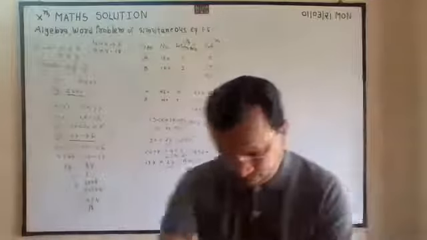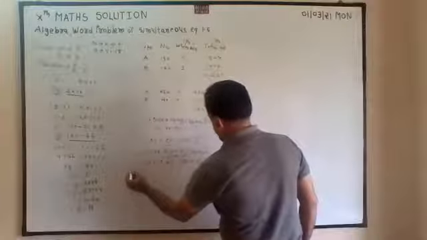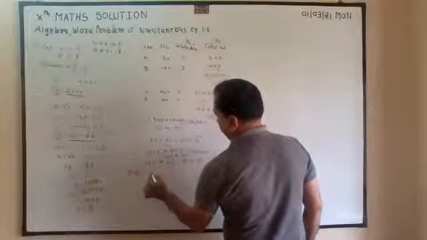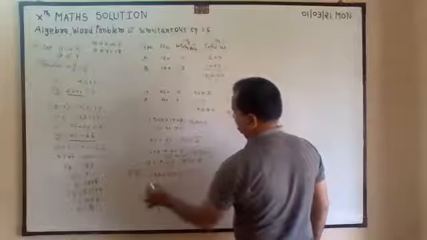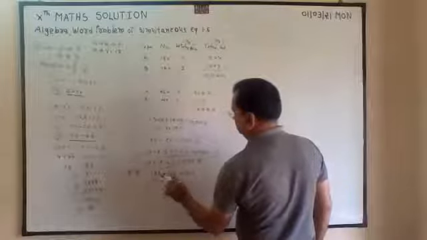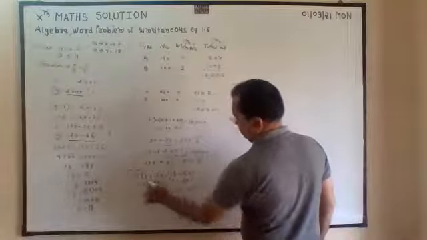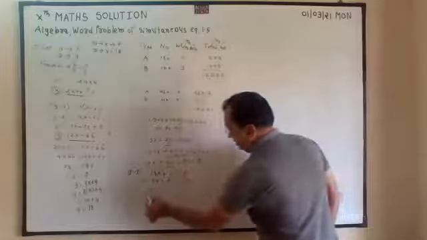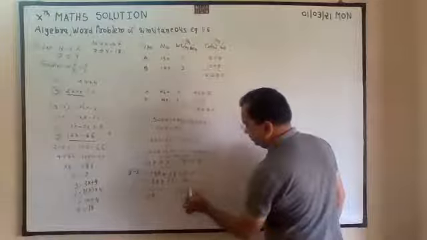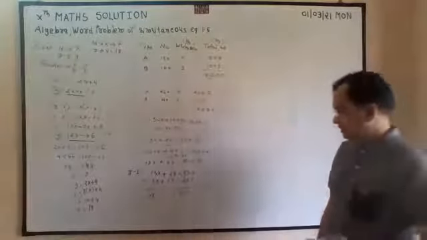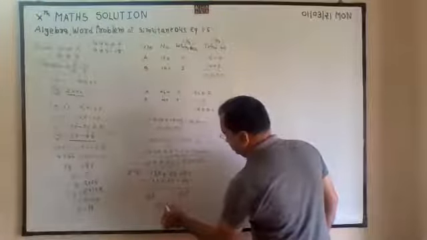Now, equation second minus first means 13x plus 2y equals 500, minus 3x plus 2y equals 200. So this will be only 10x, the y will cancel, this will be 300. So x is equal to 30.